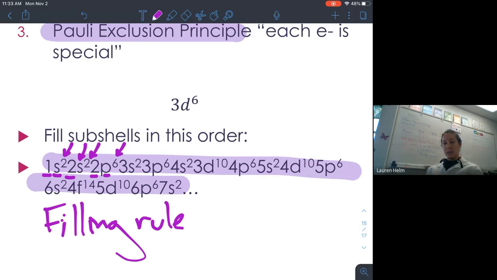After 2p6, then 3s, 2 can fit there, then 3p, 6 can fit there, then 4s, 2 can fit there, 3d, 10 can fit there, 4p, 6 can fit there, and it keeps going. So this is the order that our electrons will fill.